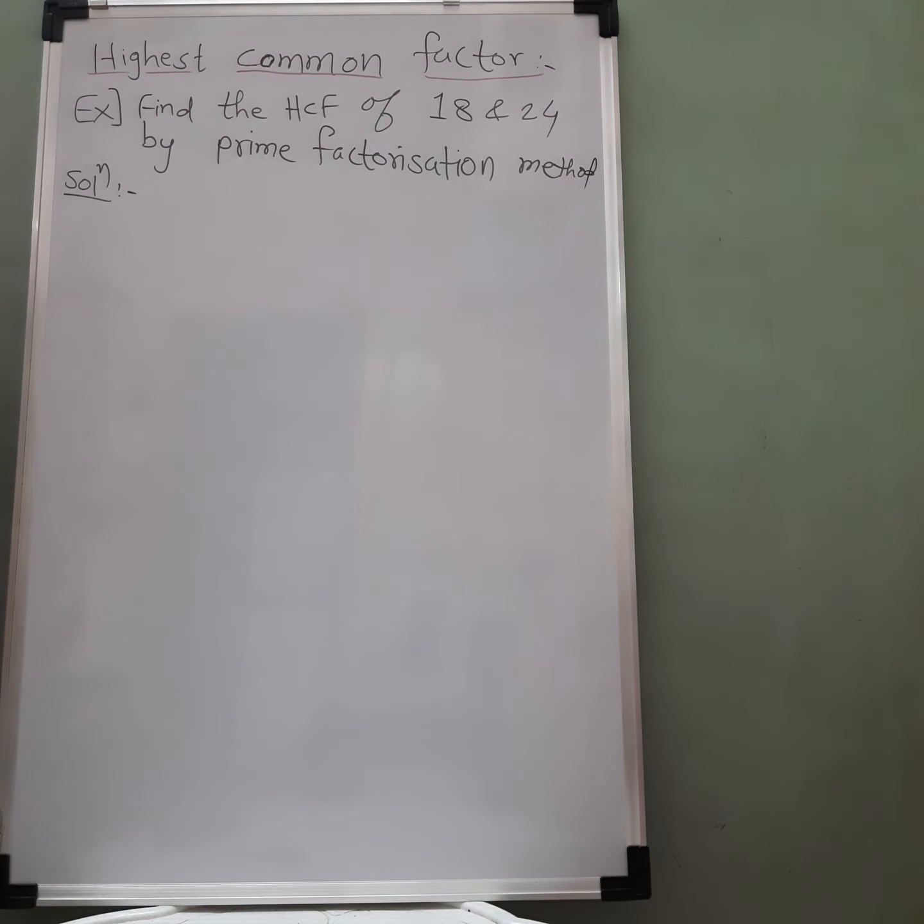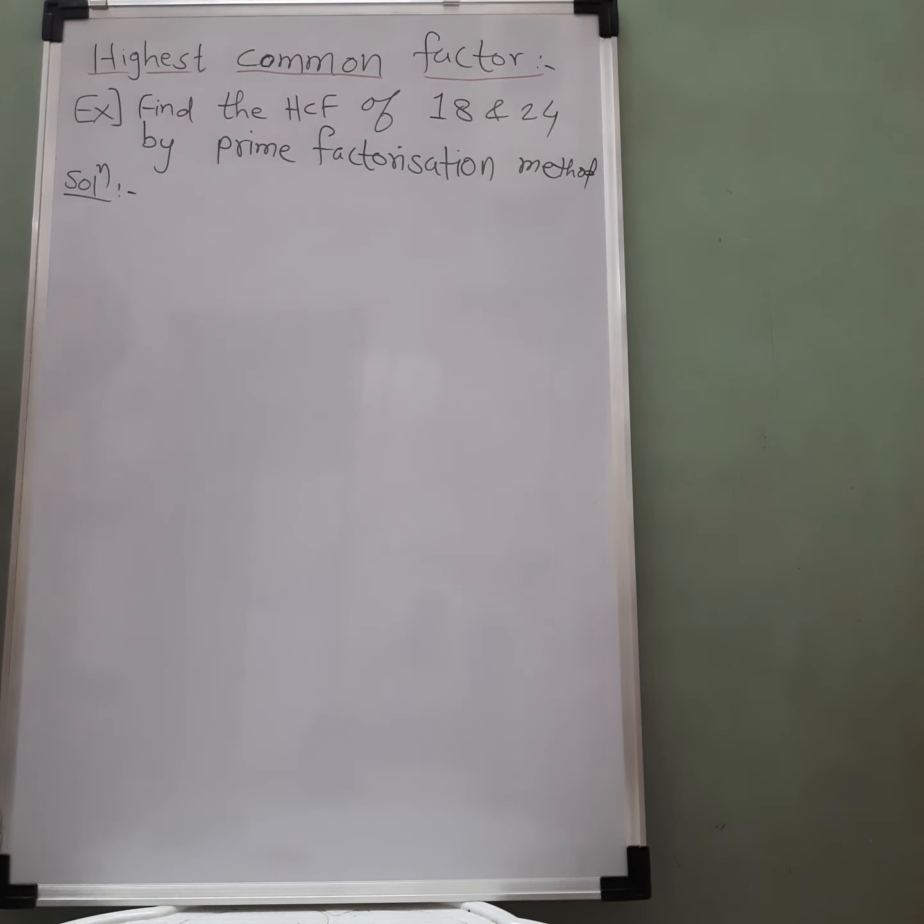Yesterday we learned about how to find the prime factorization of a given number. In prime factorization we learned that each and every factor must be a prime number, and we know that 1 is neither prime nor composite, so 1 is not included in the prime factorization of a given number. Today we will learn about highest common factor. We also denote it as HCF.